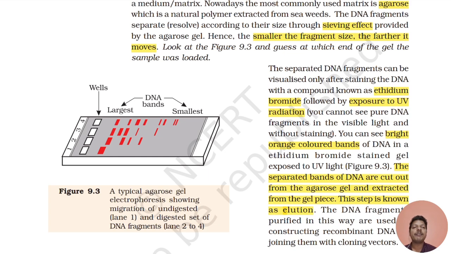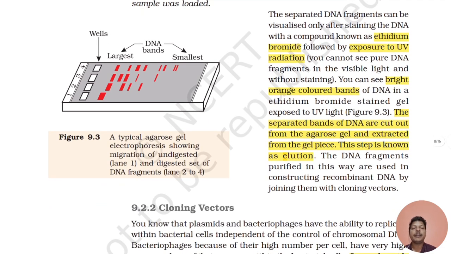Then, the separated DNA fragments can be visualized only after staining the DNA with a compound known as ethidium bromide, followed by exposure to UV radiation. Then, you can see bright orange colored bands of DNA in an ethidium bromide stained gel exposed to UV light. The separated bands of DNA are cut out from the agarose gel and extracted from the gel piece. This step is known as elution.